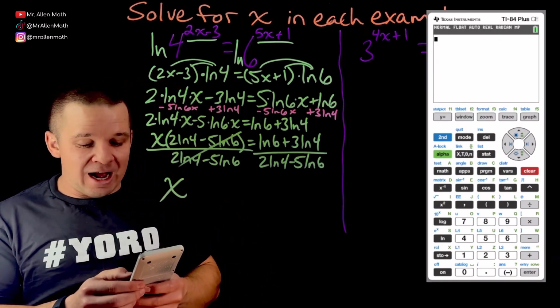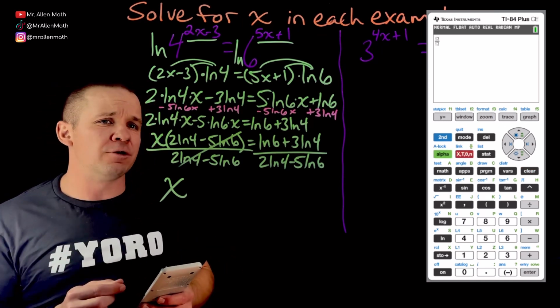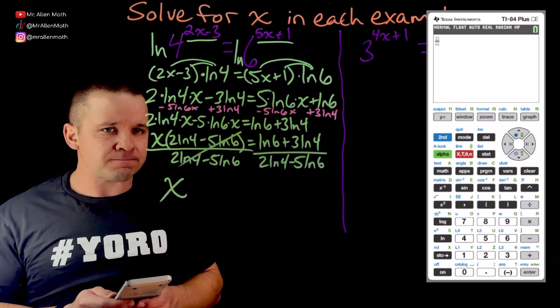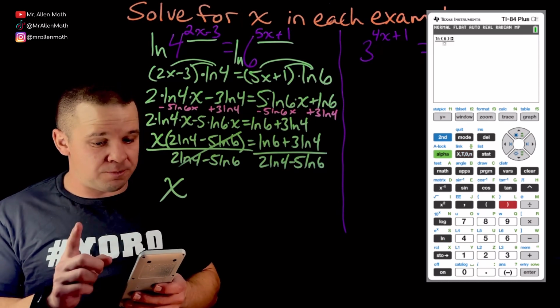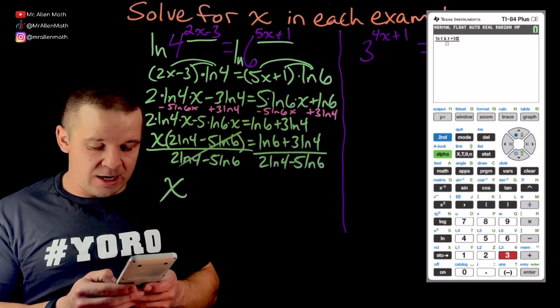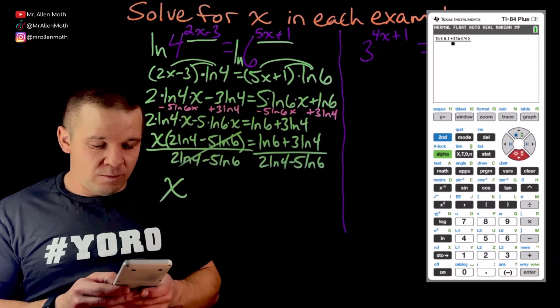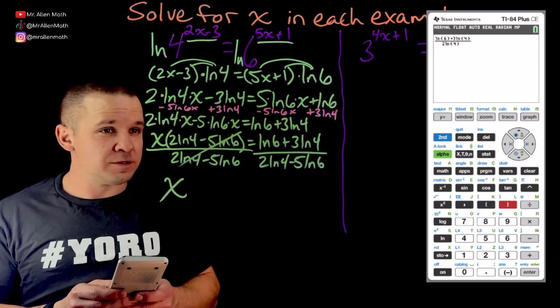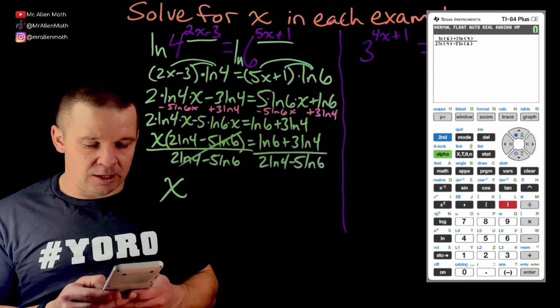Okay, so I'm going to hit alpha x. For a fraction, you can hit alpha y equals and choose n over d if yours does not have the alpha x thing that I just did there. All right, and then my numerator is natural log of 6, close your parentheses, don't forget to do that, plus 3 natural log of 4. Then I'll arrow down to my denominator. We'd have 2 natural log of 4, close the parentheses, minus 5 natural log of 6, close them, hit enter.